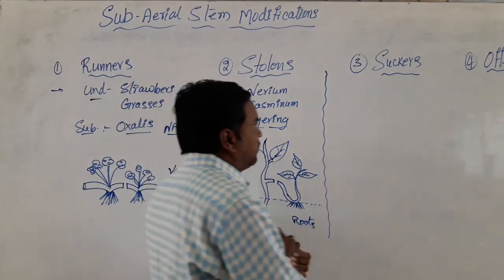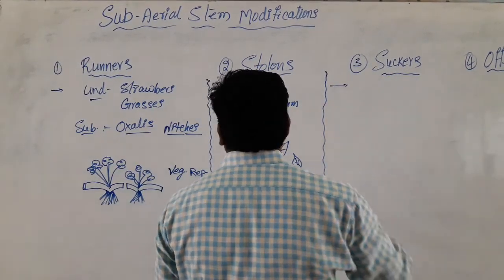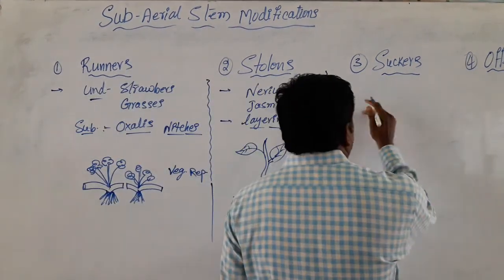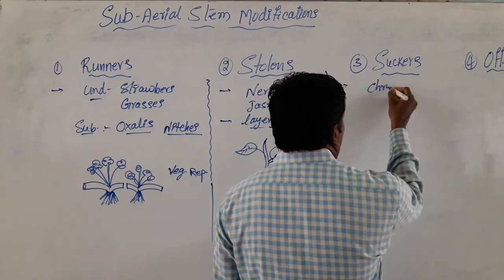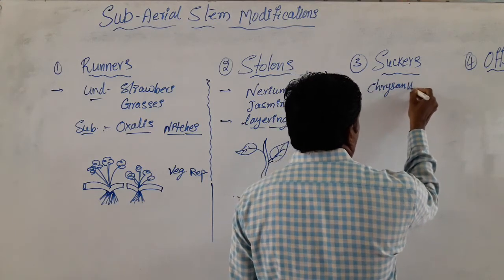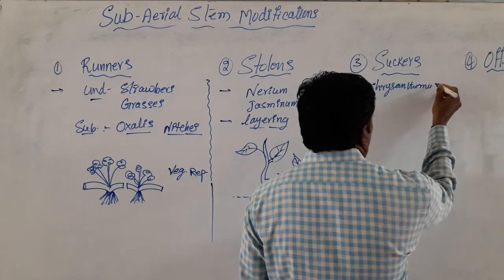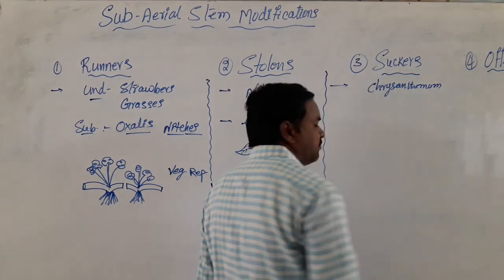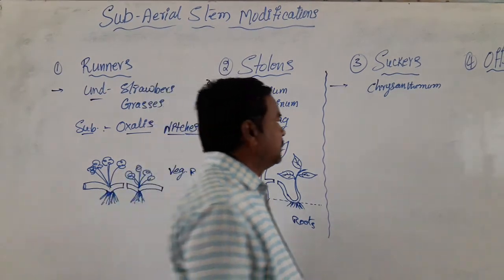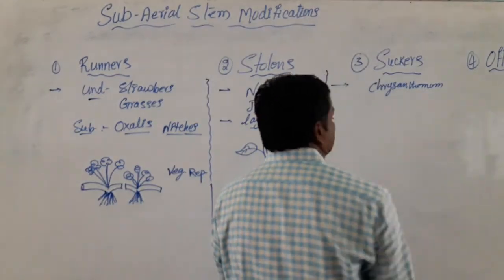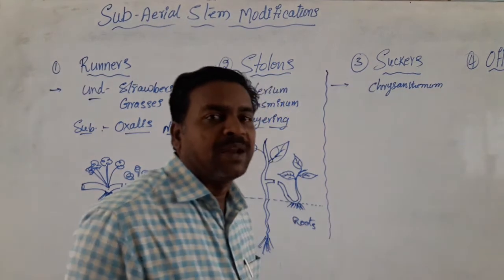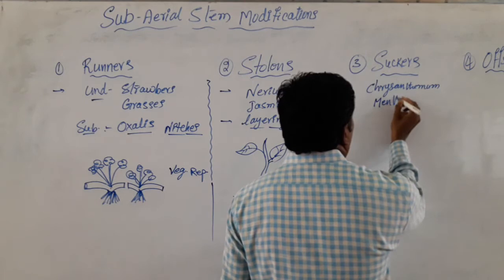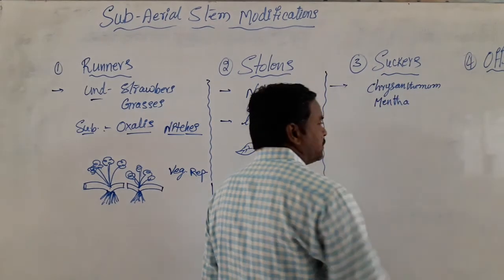Now coming to the third one, this is suckers. Generally suckers are present in chrysanthemum, Chrysanthemum indicum, chamanthi, and are also present in some mint plants, Mentha viridis.